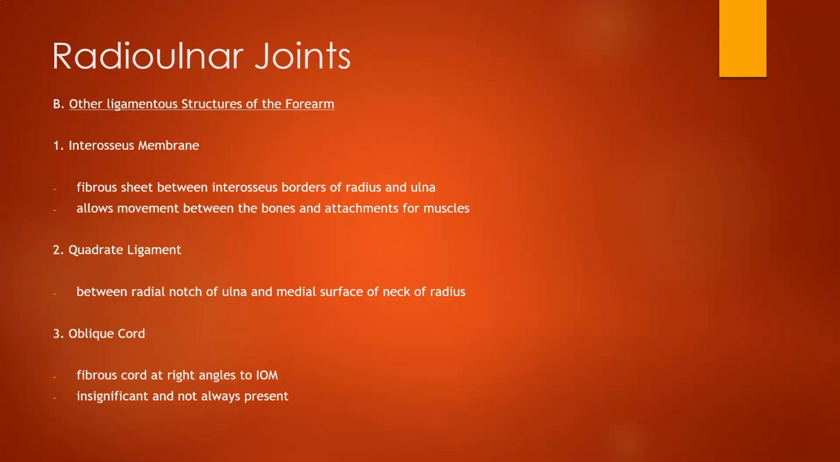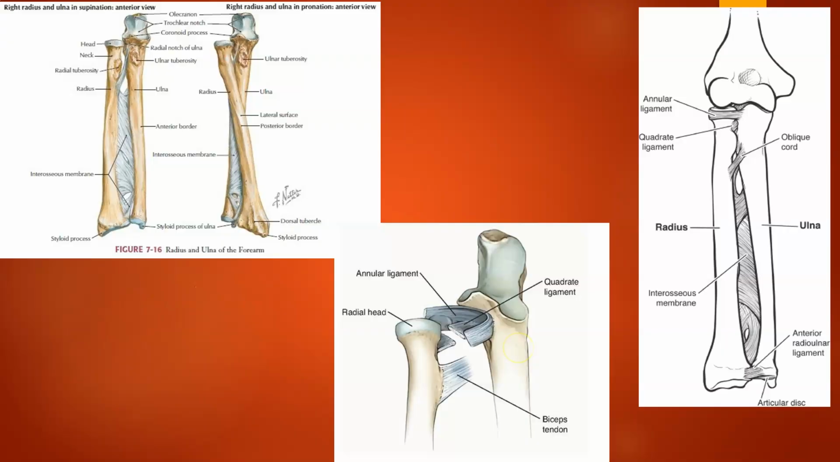The next one is called the quadrate ligament, somewhat square in nature, and it lies between the radial notch of the ulna and the medial surface of the neck of the radius. So we can see here's the quadrate ligament right here, right? Quite deep underneath here. We can see it lying underneath. So of course, here's our annular ligament here that's been cut in the diagram.